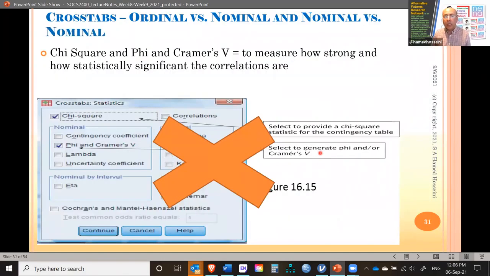So the chi-square and the Phi and Cramer's V are used to measure how strong and how statistically significant the correlations are. It's called cross tabulation, or contingency tables. We don't go for a scatter plot. As I said before, these are not continuous, and therefore scatter plots are not useful. So we just put them into frequency tables or bar graphs, and then we group them based on the other variable and see what percentage of males are voting in what direction, versus females.